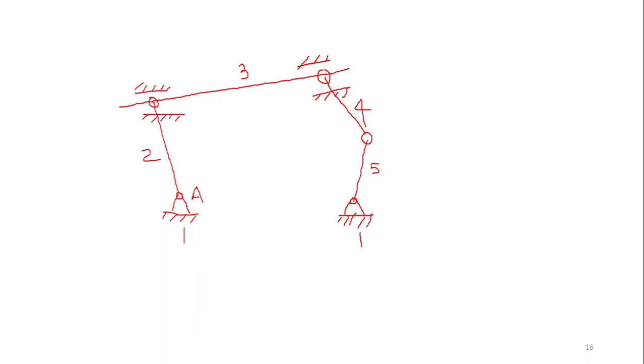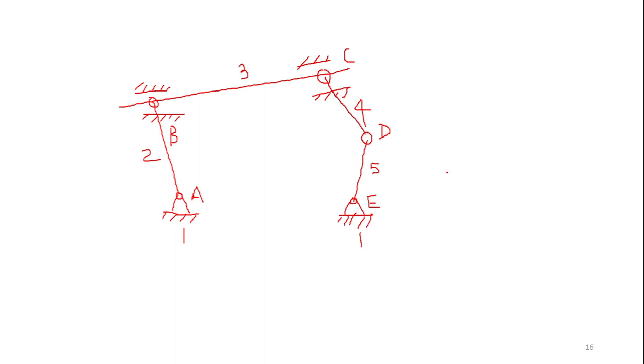I have A here, which is a revolute joint. I have B here, which is a prismatic joint. I have C here, which is also a prismatic joint. D, which is a revolute joint. And E, it is a hinge or a pin joint.